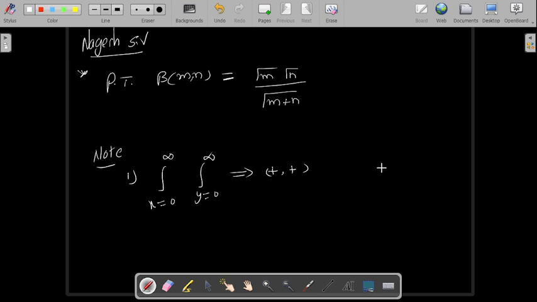Plus comma plus lies in which quadrant? Can anyone respond? First quadrant. Yes, very good.